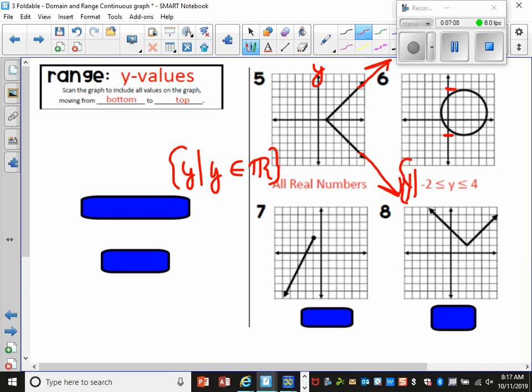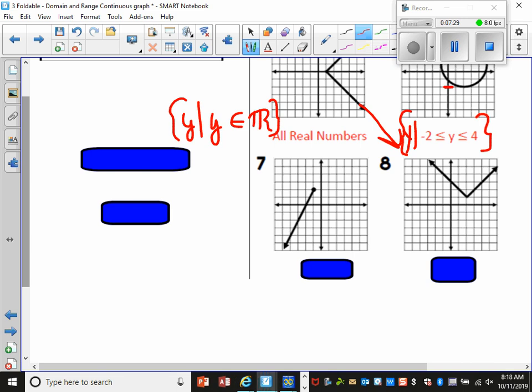And then you just put that in set builder notation. You start with your smaller number, always with those less than or equal to signs because it's continuous, the circle, there are no breaks in it, and then the larger number. And that's how you put it in set builder notation. All right, next one.